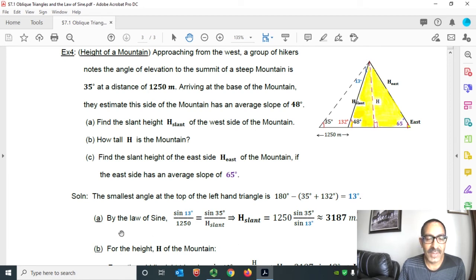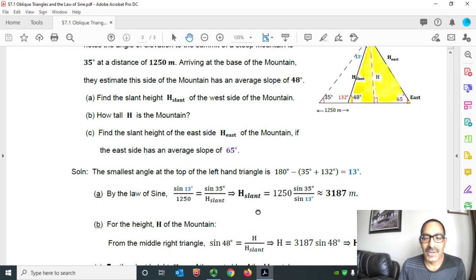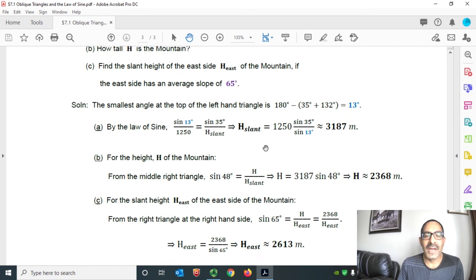So apply the law of sines to find the slant height of the west side of the mountain. By the law of sines, sine 13 degrees over the side 1250 equals sine 35 degrees over this side, h slant. Let me scroll down this way. Then cross multiply: h slant equals 1250 times sine 35 degrees over sine 13 degrees. So I cross multiply and rearrange the terms here. Then I got h slant equals this ratio.